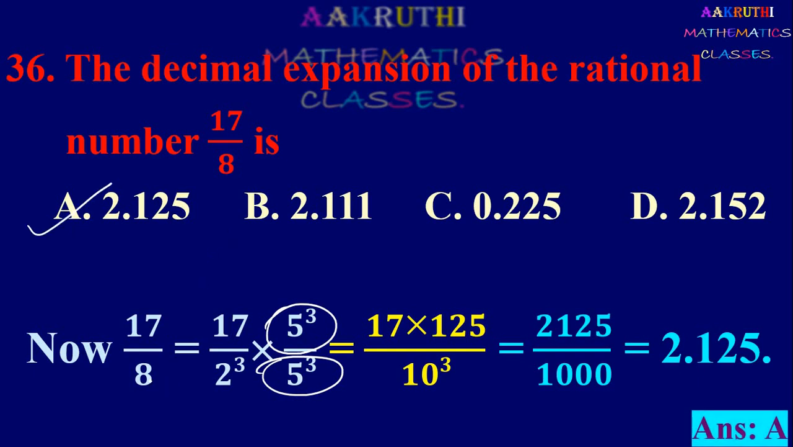So here the denominator is 8. 8 can be written as 2 cube and here we have to get 10 to the powers. So therefore we multiply by 5 cube and we get 10 to the power 3. So therefore the decimal expansion of 17 by 8 is 2.125, which is option A.